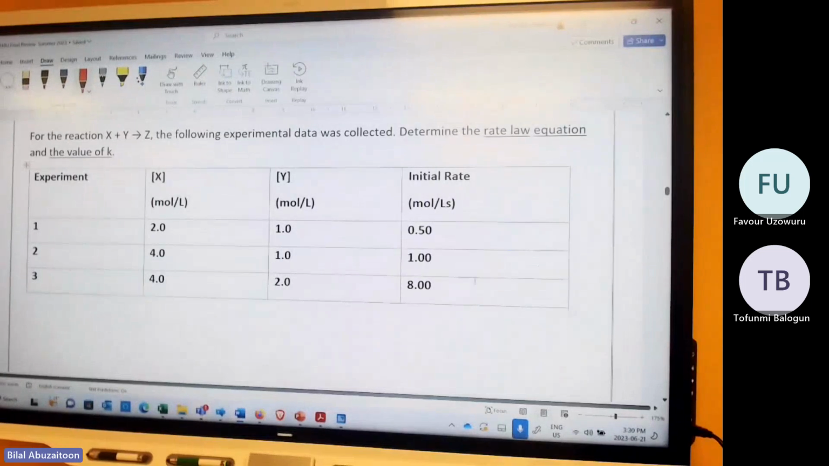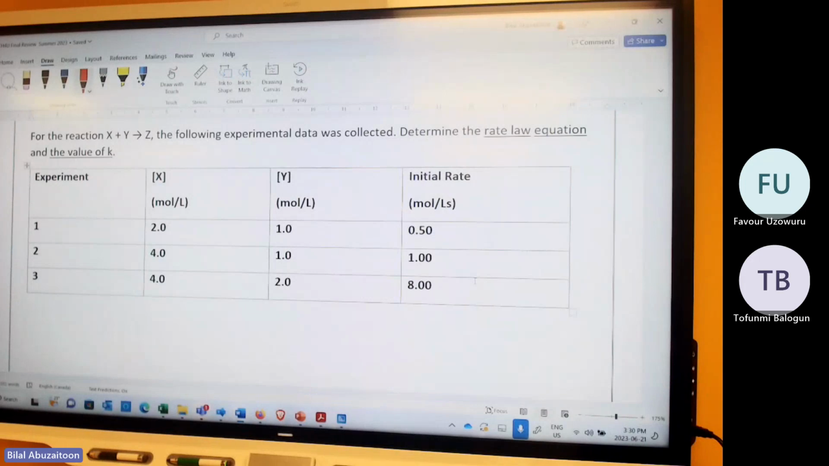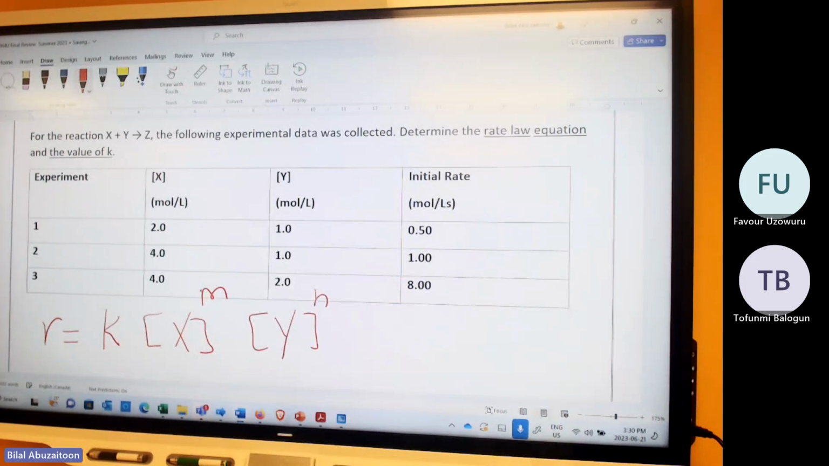For the reaction X plus Y producing Z, given the following experimental data, determine the rate law equation and the value of K. The rate law equation is what? R equals K times the concentrations to the powers. Excellent. So you need to find m, n, and K, right? If you find these, you're okay.